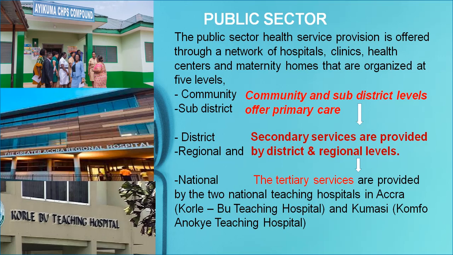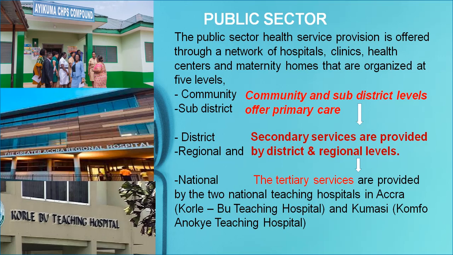Okay, so if a condition cannot be taken care of at the primary care facilities because the condition is quite complicated and needs expert advice, it is referred to a district or a regional hospital. And every region of Ghana should have a regional hospital. Now, the regional hospitals will also serve as referrals to our national hospitals, which provide tertiary service. Okay, so these are the three levels. We have primary care, secondary care, then tertiary care.